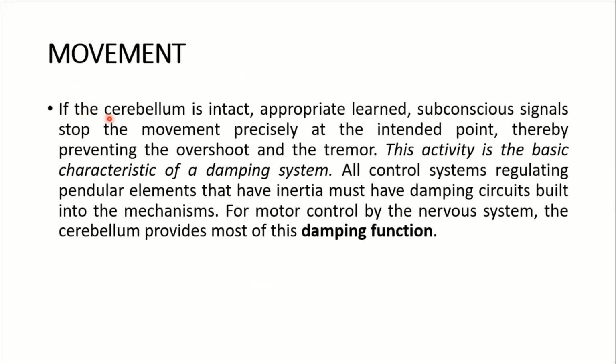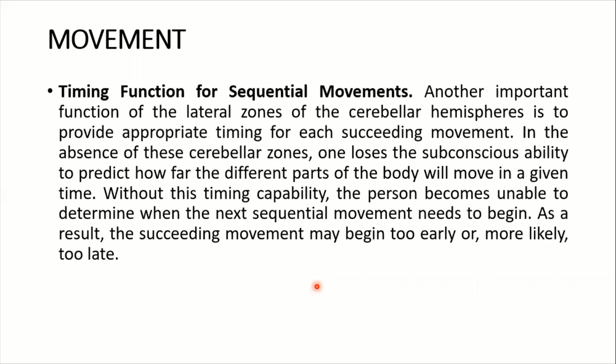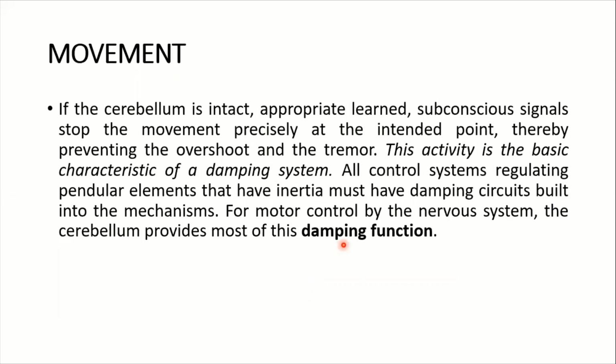So movement continues if the cerebellum is intact. The appropriate learned subconscious signals stop the movement precisely at the intended point, thereby preventing the overshoot and the tremor. This activity is the basic characteristic of a damping system. All control systems regulating pendular elements that have inertia must have damping circuits built into the mechanisms. For motor control by the nervous system, the cerebellum provides most of this damping function, right? This damping function, I've already told you, is a comparator, the cerebellum.